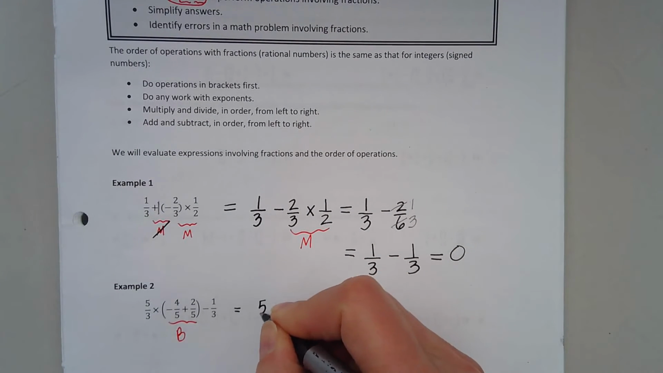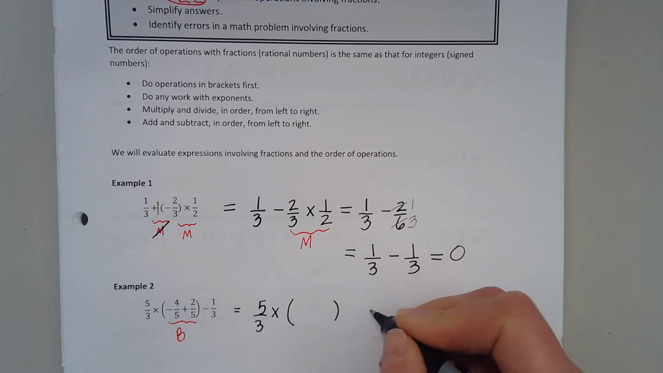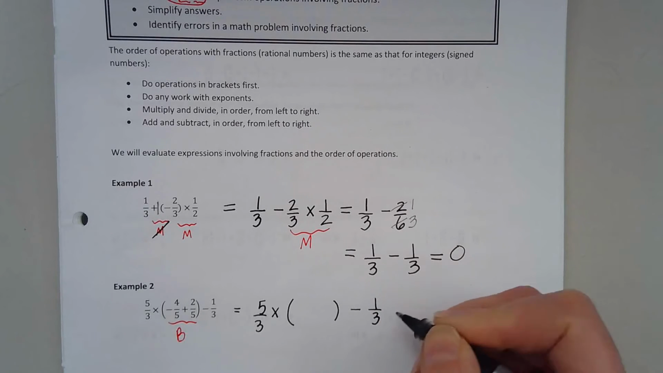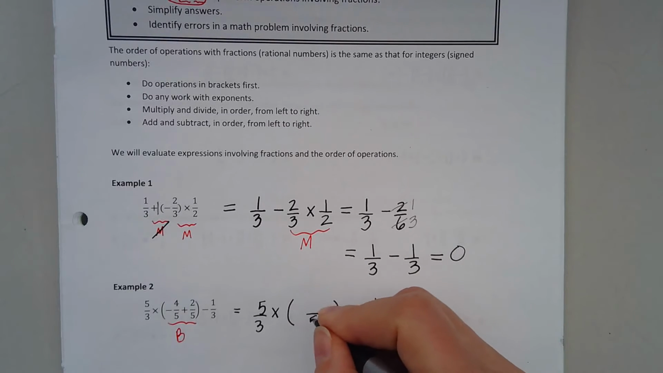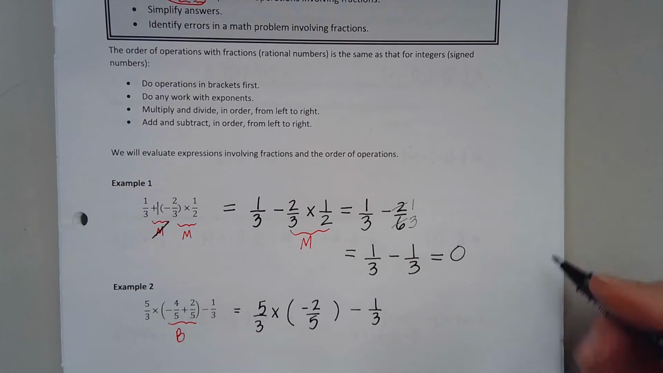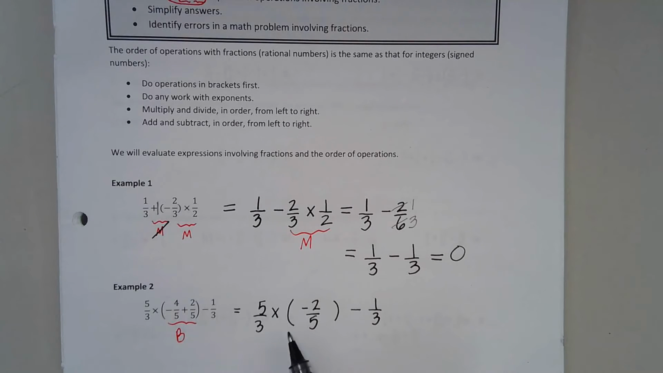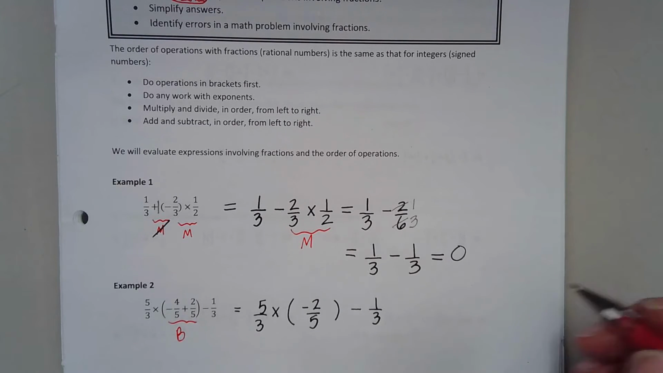Okay, so I have 5/3 times, okay, what's happening here? I'm just going to rewrite my brackets to show that I'm doing this work inside here. What's minus 4/5 plus 2/5? Right? -2/5, right? Okay, so this is just kind of showing a double multiplication. I guess I didn't really need these brackets, but I have -5/3 times -2/5 minus 1/3.